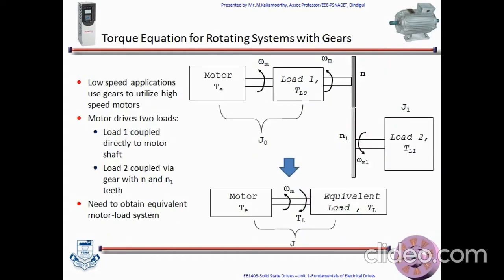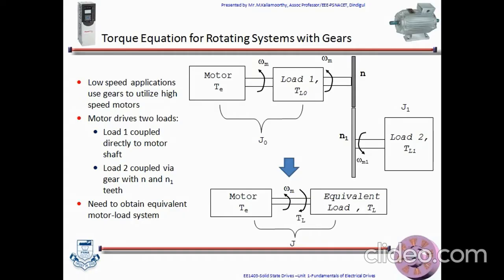Now let us see the torque equation for rotating systems with gears. Different parts of a load may be coupled through different mechanisms. As I told earlier, it may be through gears, wheels, crankshaft, or even sometimes through pulleys. These parts may have different speeds and different types of motions such as rotational and translational. I am going to present here the torque equation for rotating systems with gears. It is especially used in low speed applications which use gears to utilize high speed motors.